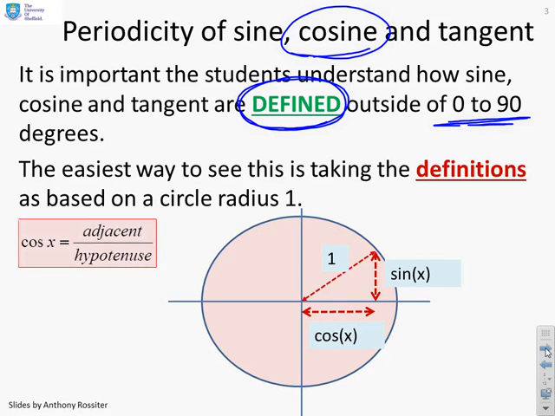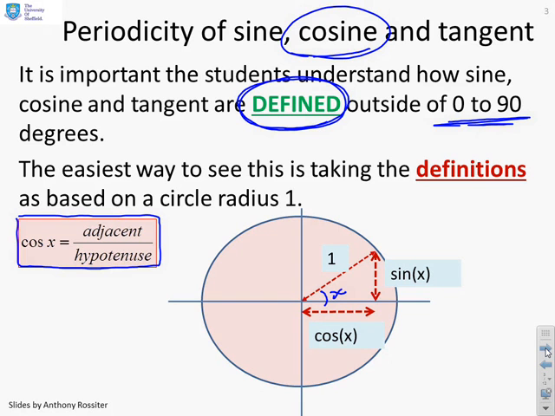Now, within 0 to 90 degrees, you'll all be familiar with this definition for right-angled triangles. Cos x equals adjacent over hypotenuse, and you'll see there's a nice right-angled triangle in here, and you'll notice, of course, cos x is the adjacent of this right-angled triangle. But what do we do if we want to go beyond 90 degrees?